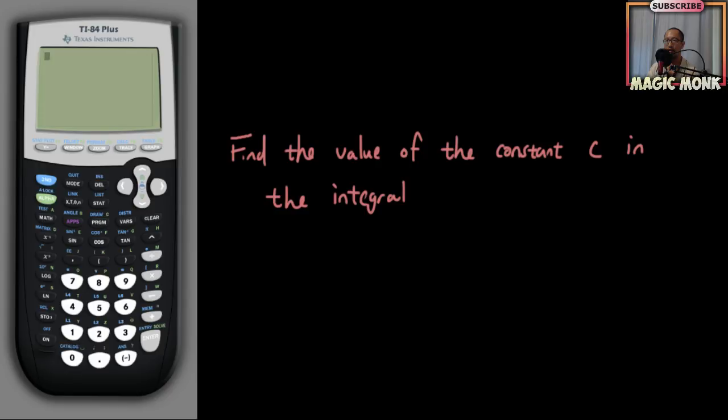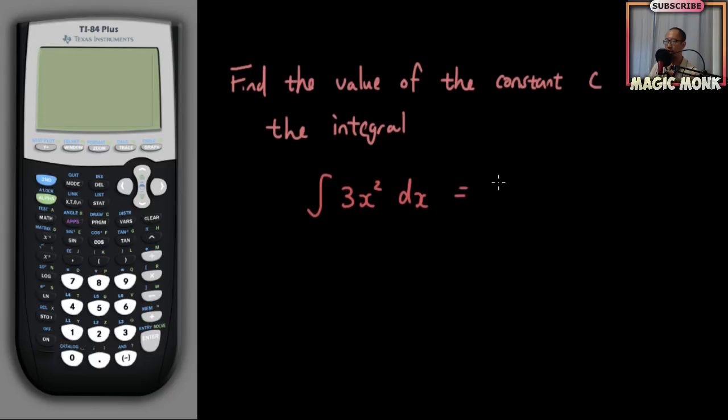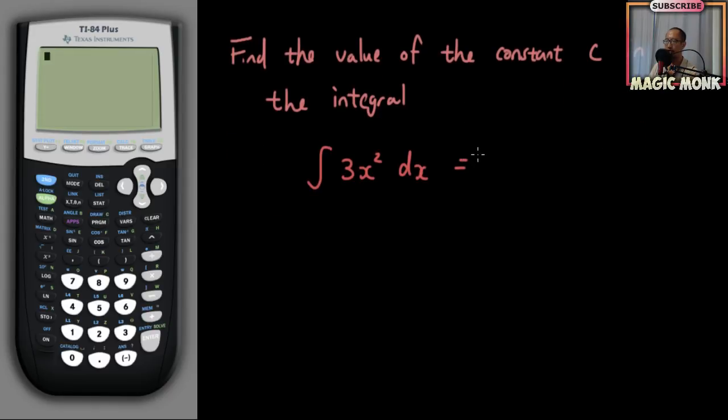So basically, we're going to find an integral. Let's say we want to find the integral of 3x squared dx. Then we apply the formula. The formula says that we increase the power of x by 1, so 2 plus 1 is 3, and then we divide by the new power. So 3x cubed over 3 plus c.